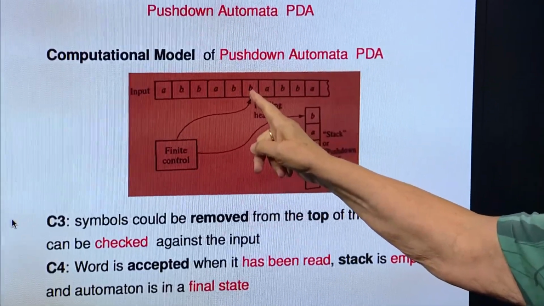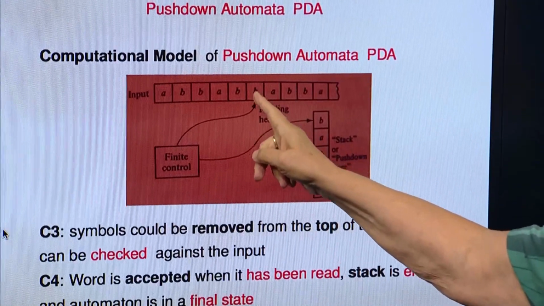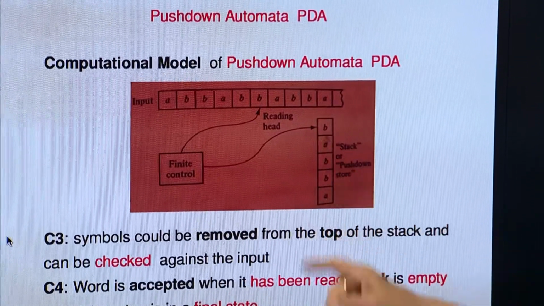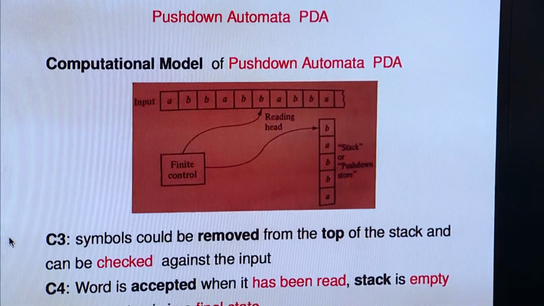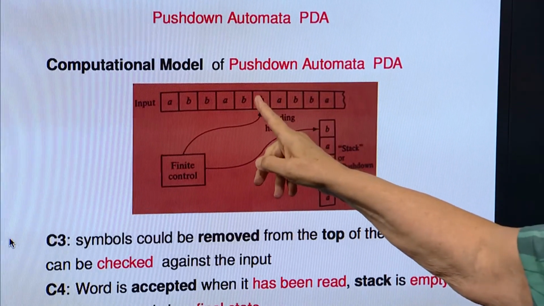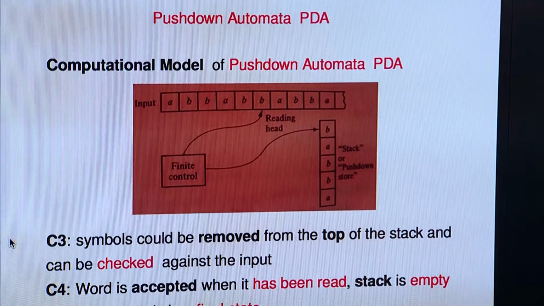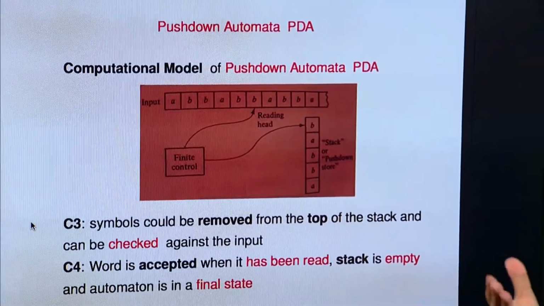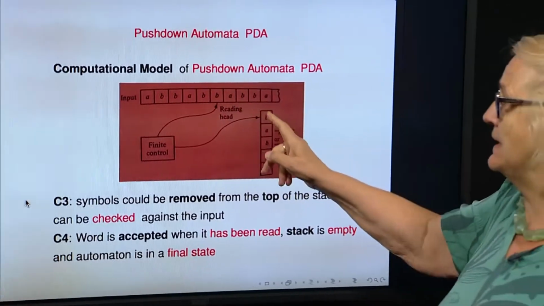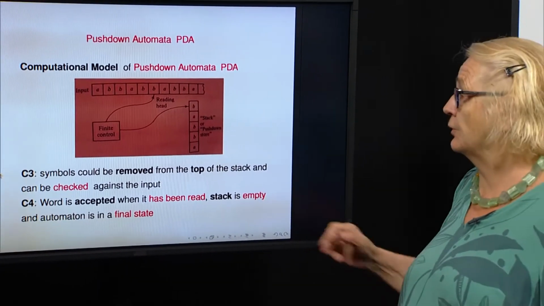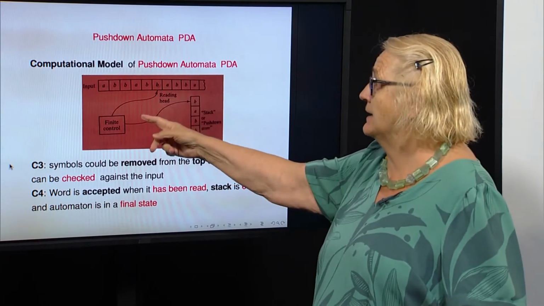For example, here I read B, and I have B on the top of the stack, and I can have an instruction which says if you read B, you can remove that B from the stack, the same letter B, the same element of sigma, from the top of the stack. So it can be checked against the input.